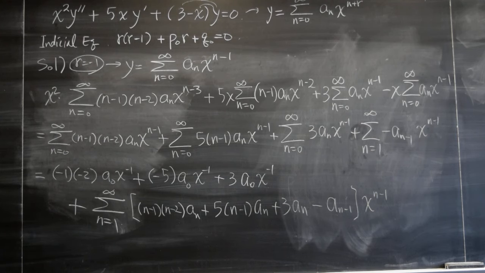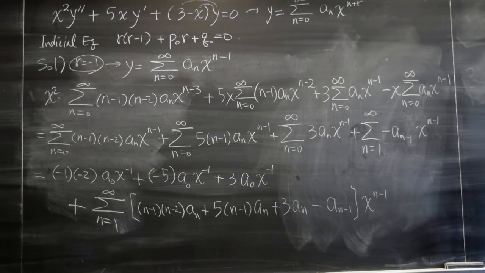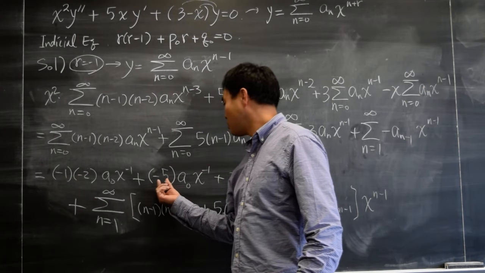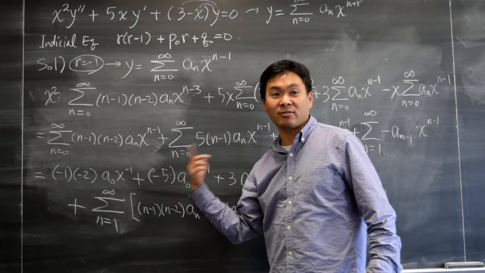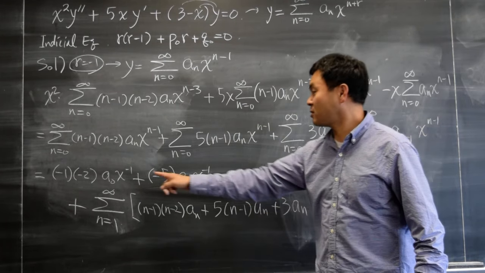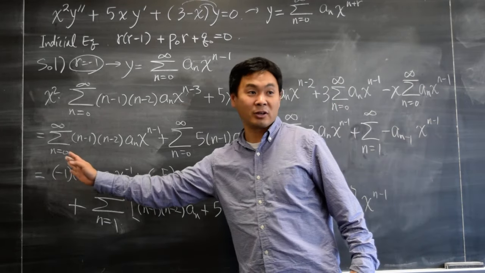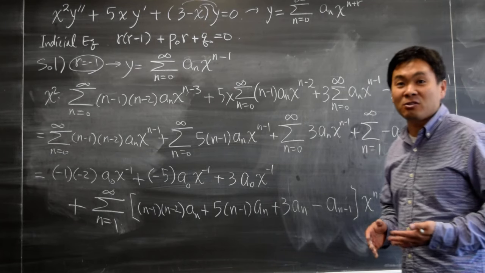Yes? For when n equals 0, they come out as 0. Yes, that's a good observation. That's a great observation. This is plus 2, minus 5, plus 3. 2 plus 3 is 5, minus 5 is 0, right? They all have a0, x to the negative 1 as the same thing, so this part becomes 0. Okay? Actually, that's the feature of the Frobenius method.